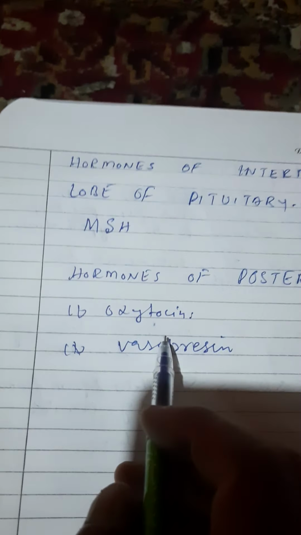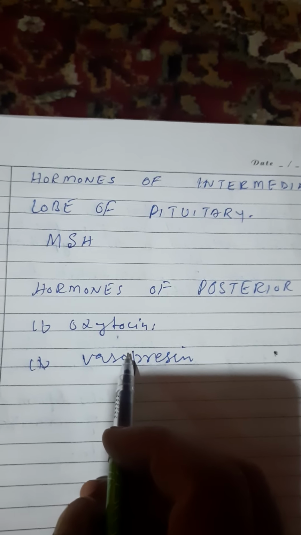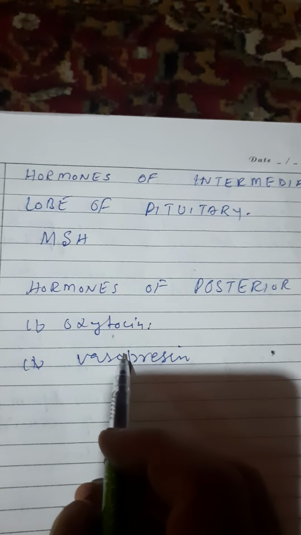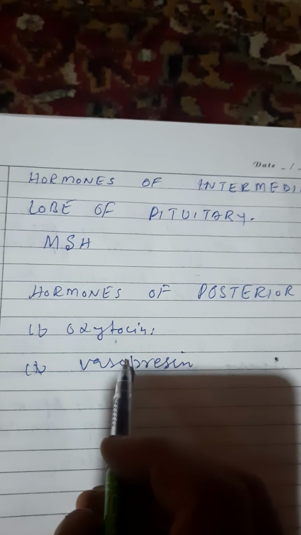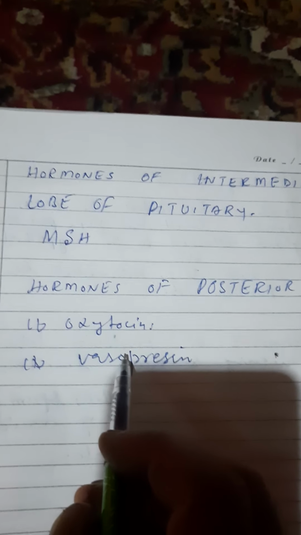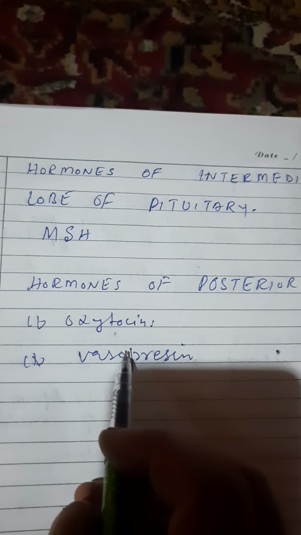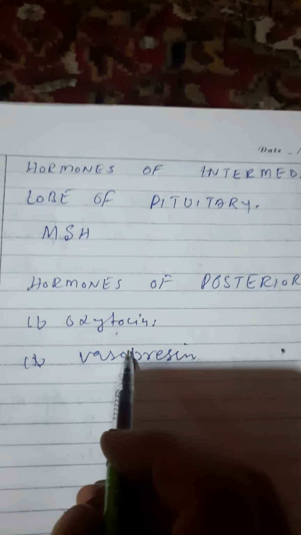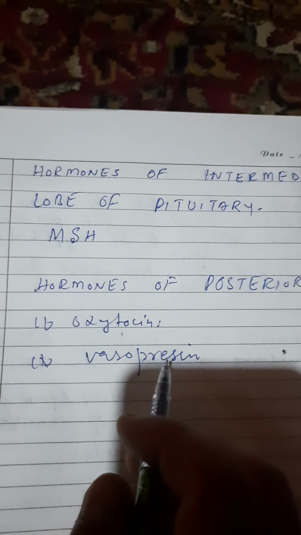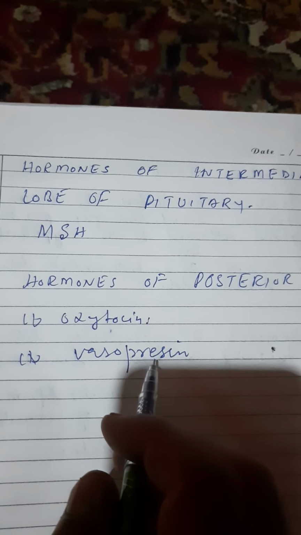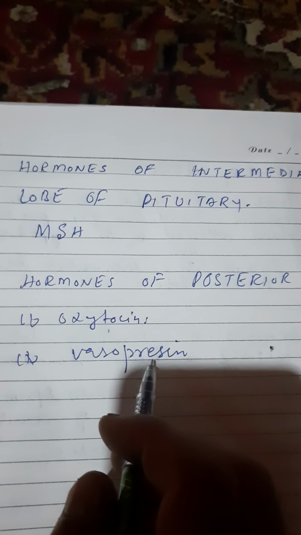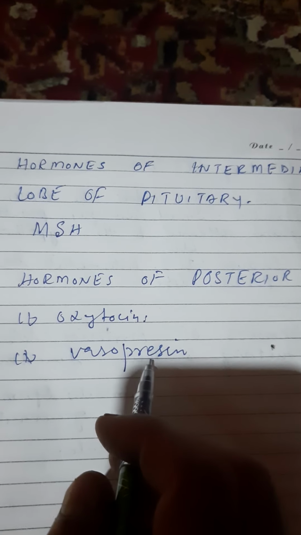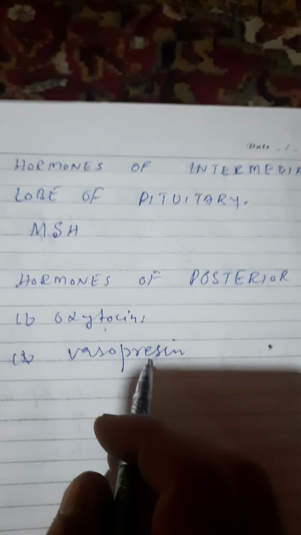Then there is another hormone called vasopressin. Now, what is the function of vasopressin? It's also called antidiuretic hormone, ADH. It decreases the loss of water in the urine by increasing reabsorption of water in the distal convoluted tubule and collecting duct in the kidneys. Vasopressin also stimulates the contraction of smooth muscle of the arterioles, thereby enhancing arterial blood pressure. Hence its name, vasopressin.